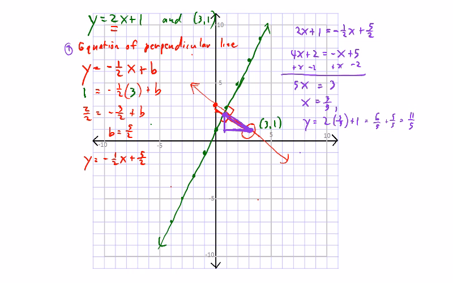So the x-intercept is less than 1. Or I'm sorry, the point has values of 3/5 comma 11/5. 3/5 being a little less than 1 and 11/5 being a little more than 2. So that looks like a reasonable answer for our point of intersection.